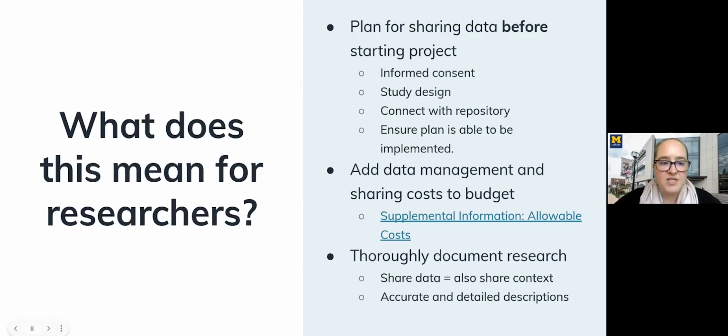It's one thing to come up with a plan for the data, but it's also important that researchers think about whether this plan is actually able to be implemented, and what can we do to make sure that we have what we need to do that. One of the ways you can do that is by adding data management and sharing costs to the budget. It's really important to do this, not only to make sure that the data management and sharing activities are funded, but it will also let NIH know how much these activities actually cost.